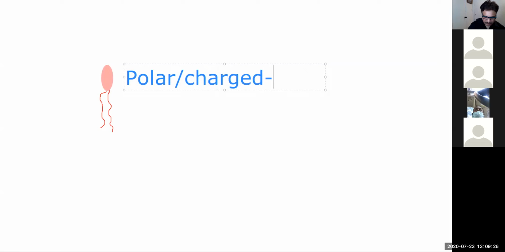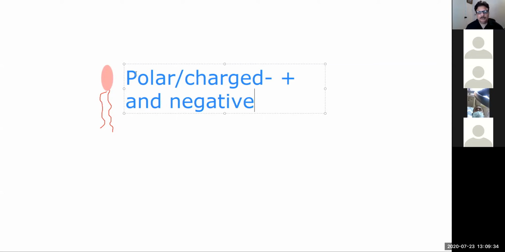So this is the head, the globule shape, the spherical shape, and these are the tails. So the head is polar, or you can say charged, and the charge could be positive or negative, or either. And they are hydrophilic.